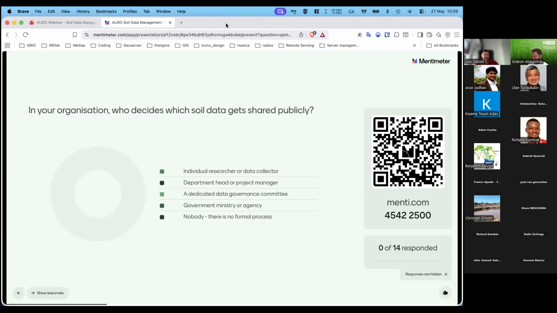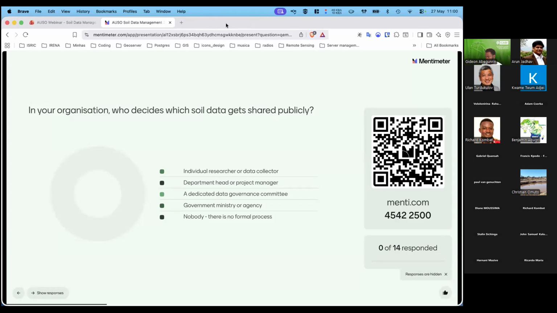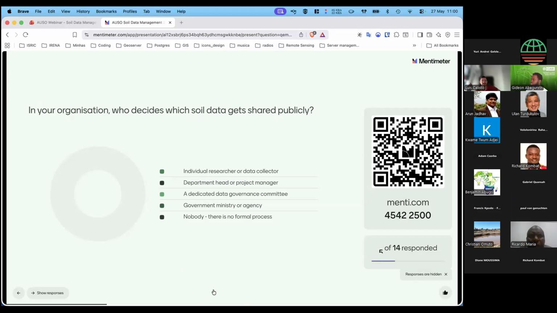You just answer if you want: in your organization, who decides which soil data gets shared publicly? Is it an individual researcher or a data collector? Is it your project manager or department head? Is it a dedicated data governance committee? Is it the ministry or your institute or the agency? Or is it nobody, there is just no formal process?